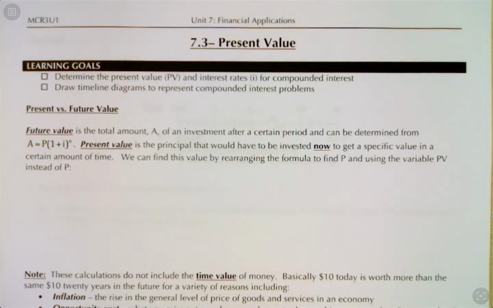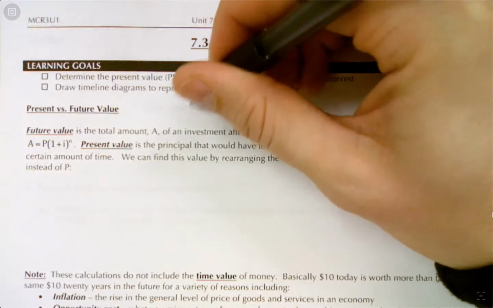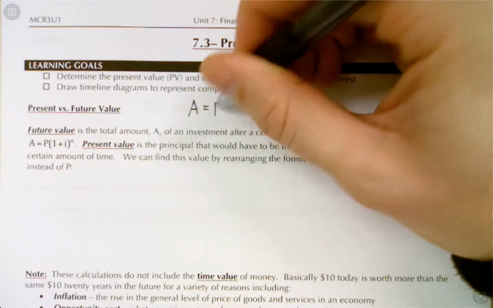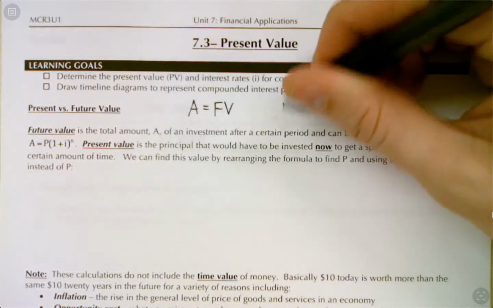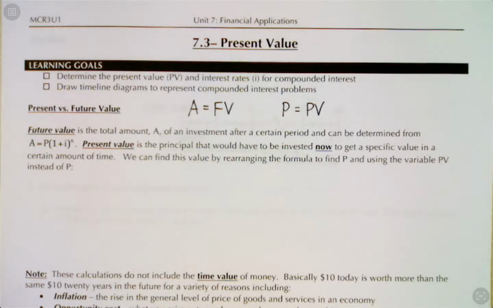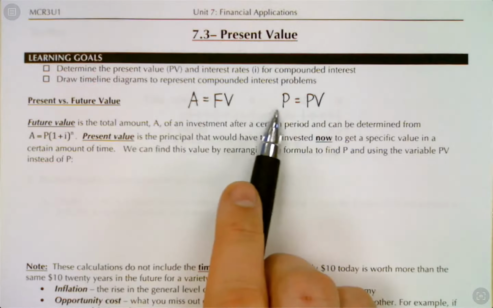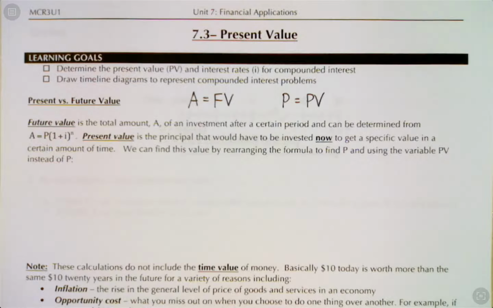So if we say A is the future value, then P is the present value. So in terms of letters, it just means I'm going to replace a couple letters here. A and future value mean the same thing. P and present value mean the same thing. So when I write this equation, it's going to use FV and PV, but it's just the A and P. That's what they are. So how do we calculate the present value?